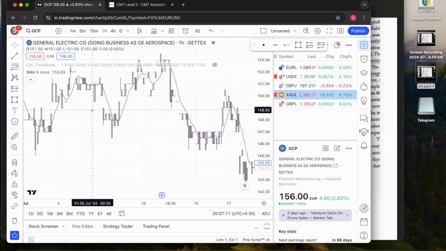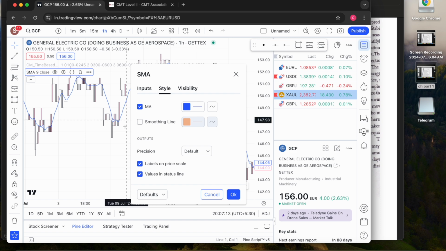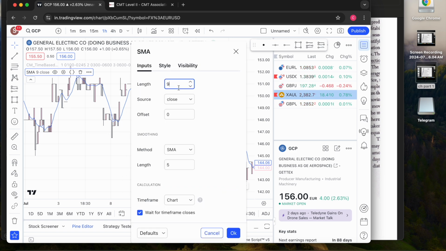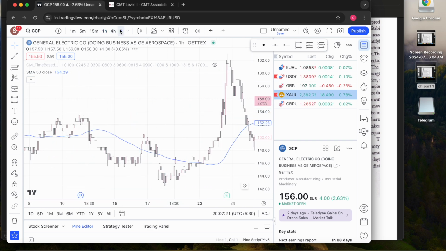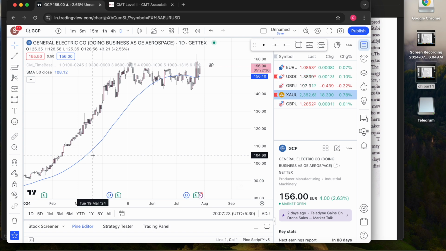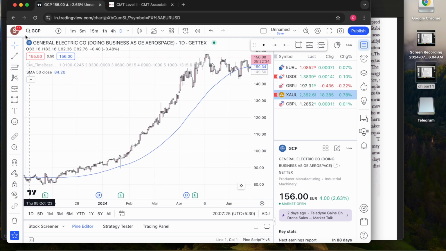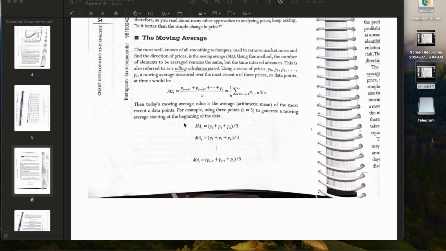Quickly going to the charts and showing you what a moving average is. This is a simple moving average. You can change the length to whatever you want. If you use a 50 moving average, this is how it will look on your chart. So this is my moving average, and it basically shows us the trend in a particular stock.